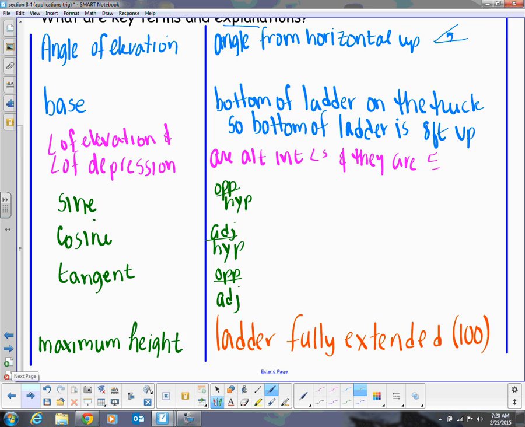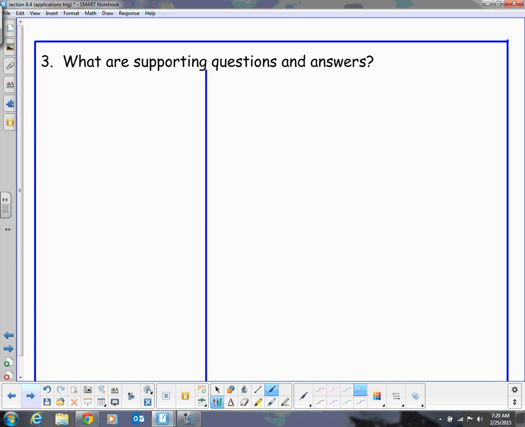All right, so the next page is where we're going to start to ask our supporting questions and answers. This is where we're going to take what we have, and start to ask ourselves questions that will lead to our solution. And Trevor, what did you say in the beginning that we're going to need to do?